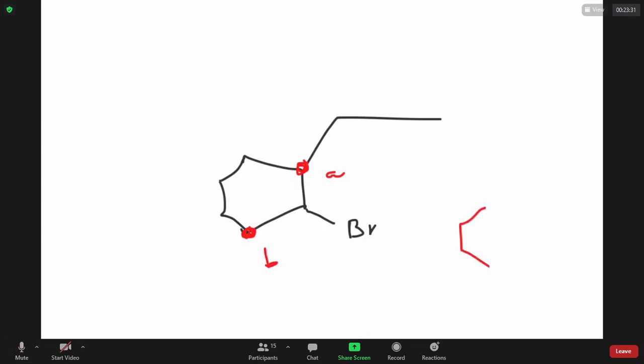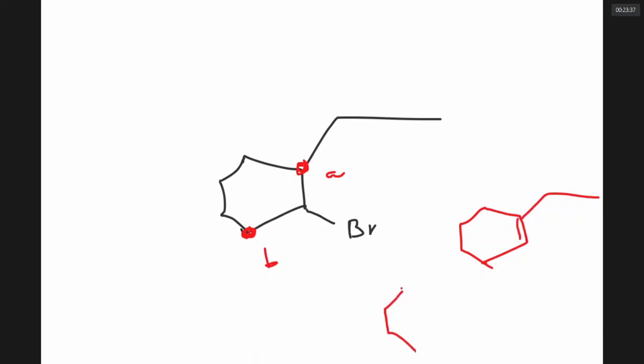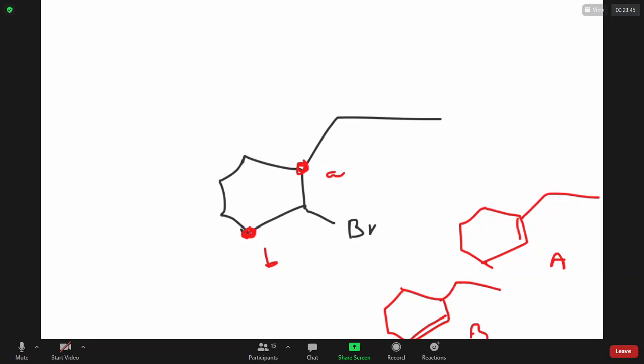If the hydrogen is eliminated from position A, I will get a double bond like this. If the hydrogen is eliminated from position B, I will get a double bond like this. Which is the major product? A, sir. A is the major product. Is that clear to us? Yes, sir.